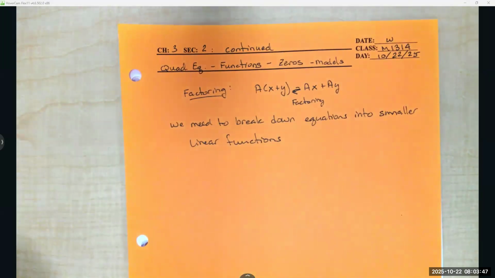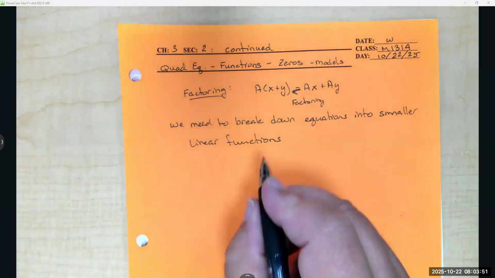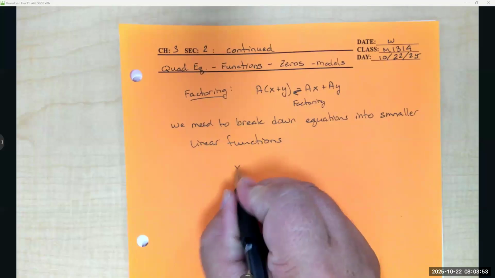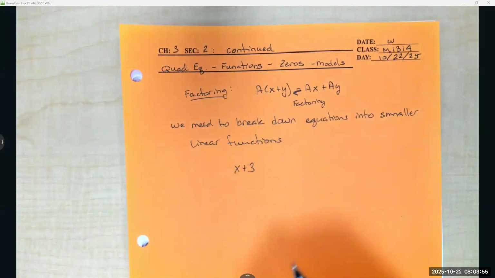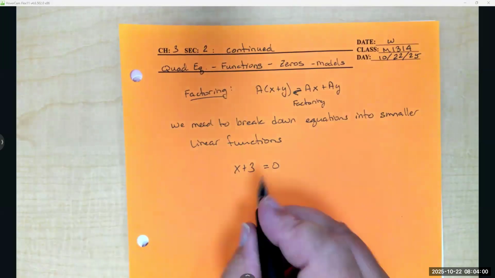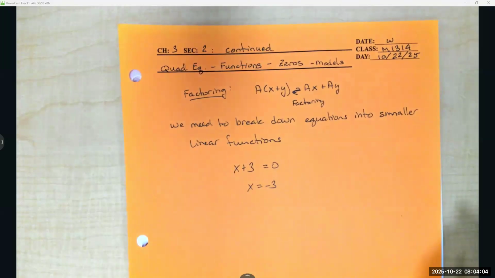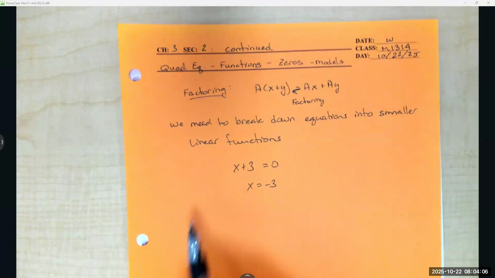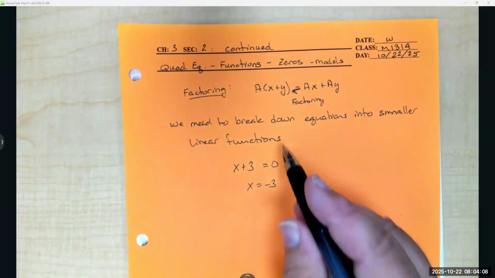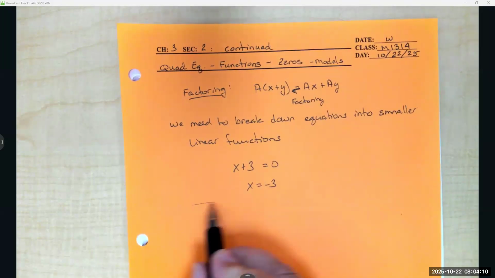That's the whole purpose. Why do we need to know that? Because once we get down to a linear equation like x plus 3, if we set that equal to 0, we can solve for it. So x is equal to -3. So that's our entire objective. This is what we spent chapter 1 on doing.